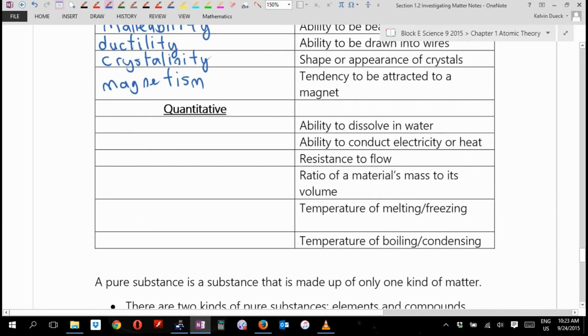Then there is quantitative. These are things that we can measure. And the first one is the ability to dissolve in water. If I recall, this one begins with an S. Solubility. Hey, look, it's sort of hidden in the word dissolve. They come from the same root word.